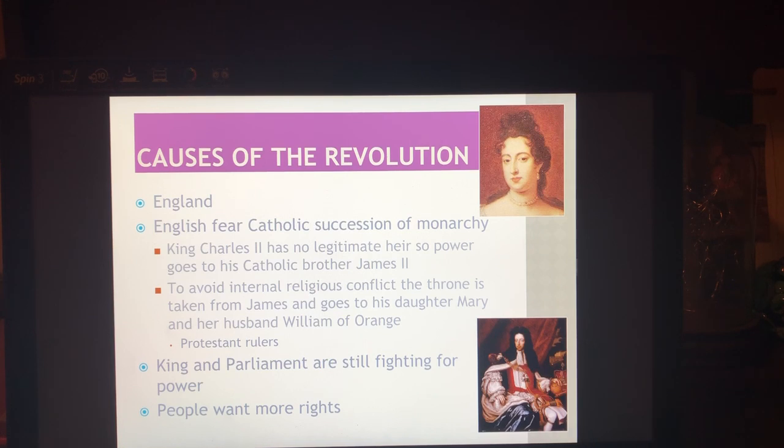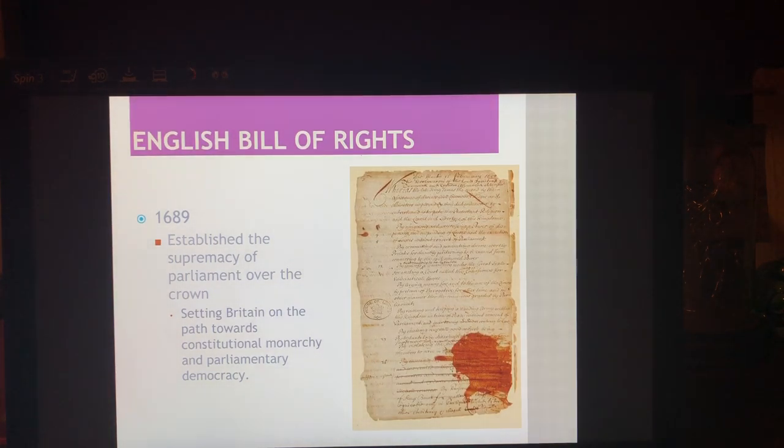To avoid conflict, they're going to marry James's daughter Mary to William of Orange, and so he is a Protestant ruler. The king and Parliament are still fighting over who has absolute authority, and the people want more rights. What's going to resolve out of this is that for the Protestants to remain, Mary and William are going to agree to the English Bill of Rights, and they get to be the monarchs. This establishes Parliament as supreme and moves us to a constitutional monarchy, where the Constitution limits what the monarchy can do, and Parliament is essentially a democracy.